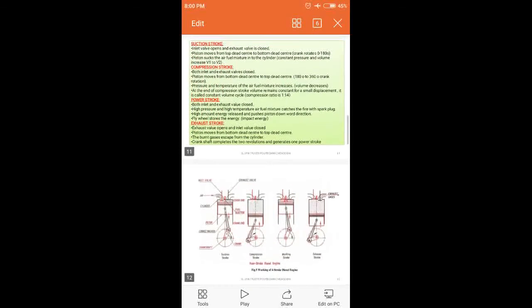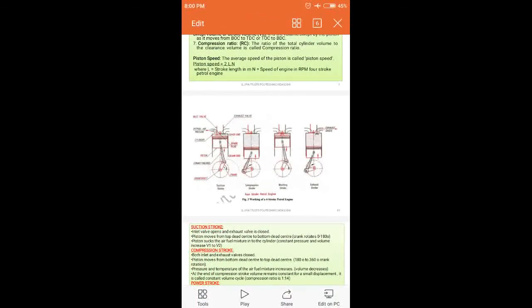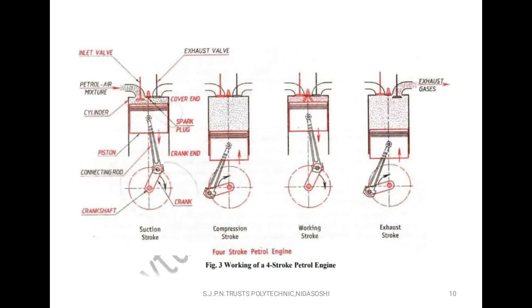Now we'll see the working of the 4-stroke petrol and diesel engine. After this video, it is easy to understand. You can see that sketch. The working of the 4-stroke petrol engine takes place in the suction stroke, compression stroke, working stroke, which is also called the power stroke, and exhaust stroke. If you see the parts, we have already discussed them. So what is the difference between the working of the 4-stroke petrol engine and the diesel engine? If you understand these three differences, the remaining working is the same in both.